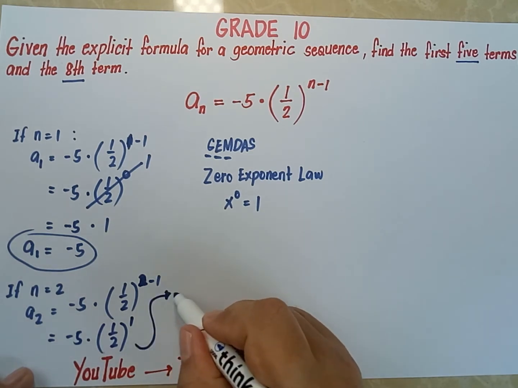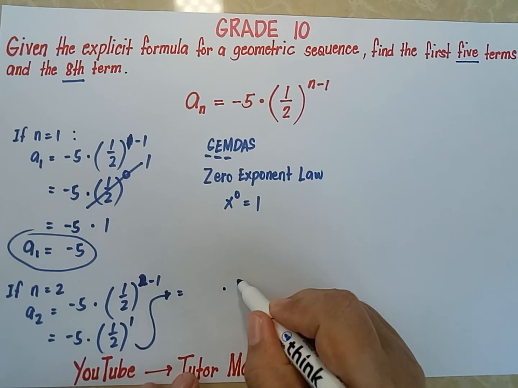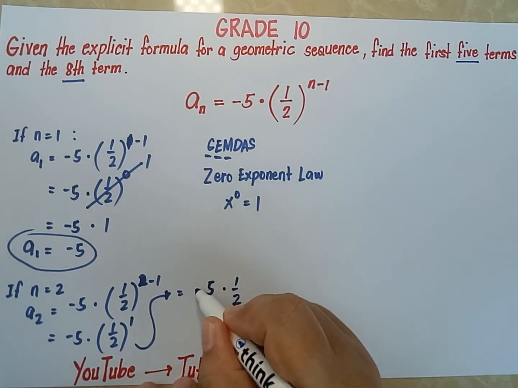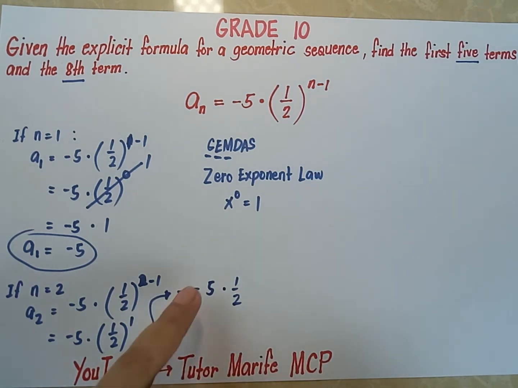Equals, exponentiate before you multiply. What is 1/2 raised to 1? It's still equal to 1/2 times negative 5. Yan. How do you multiply?